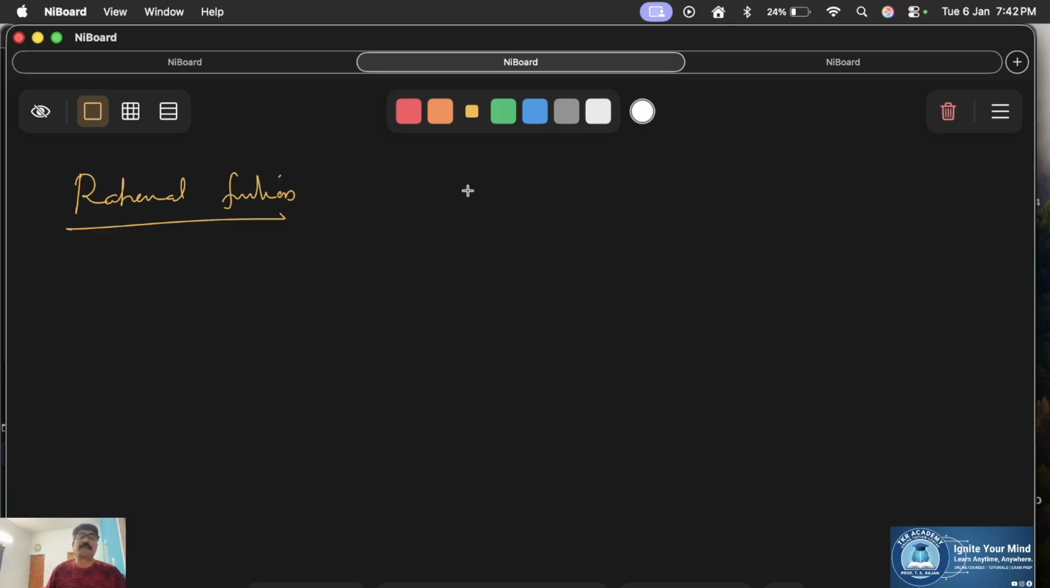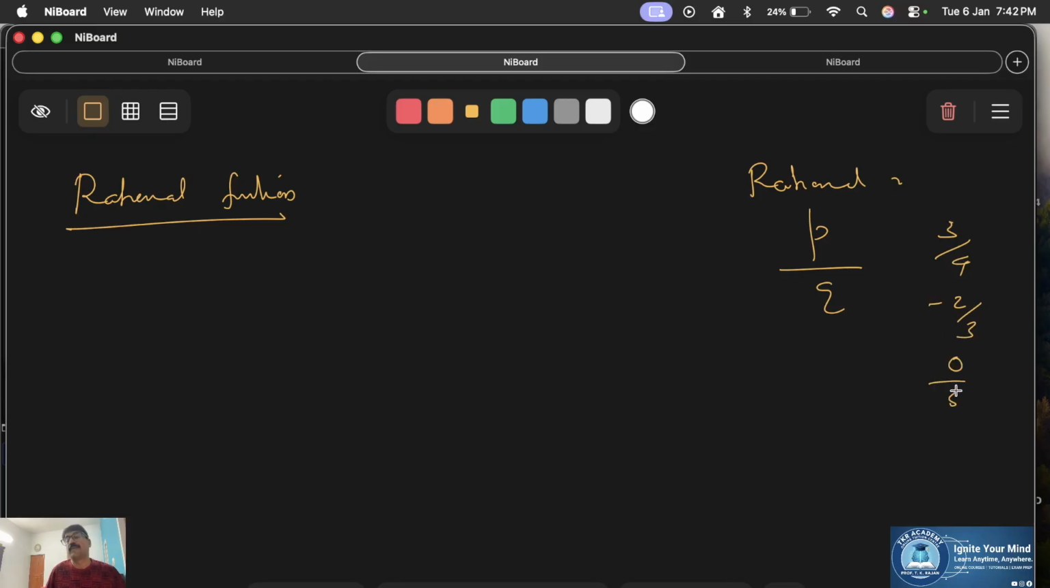Now what is a rational function? Already you are familiar with what is a rational number. A rational number is a number which is of the form p by q, where p and q are integers, q not equal to 0. Something like 3 by 4 or -2 by 3, like that.